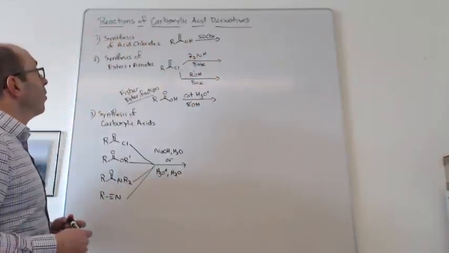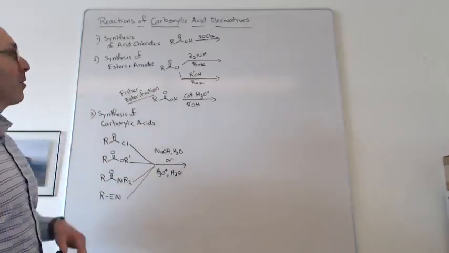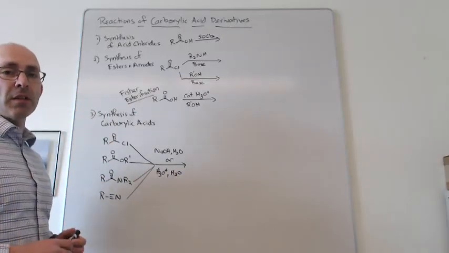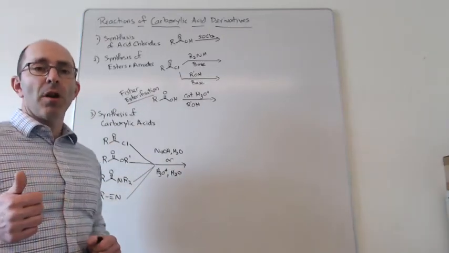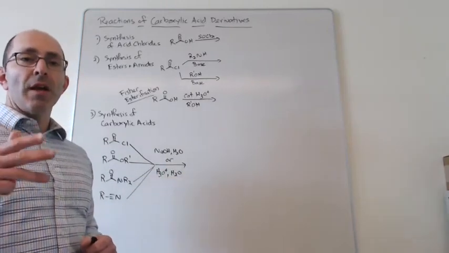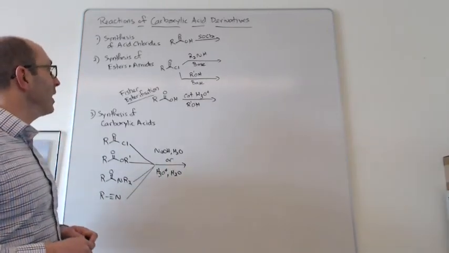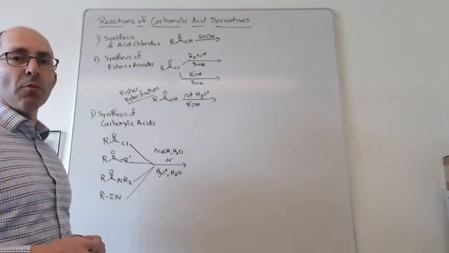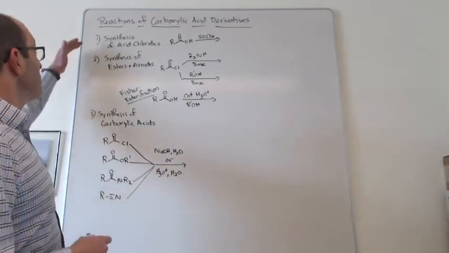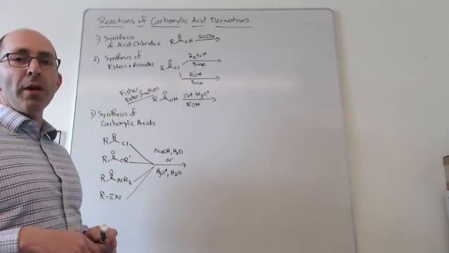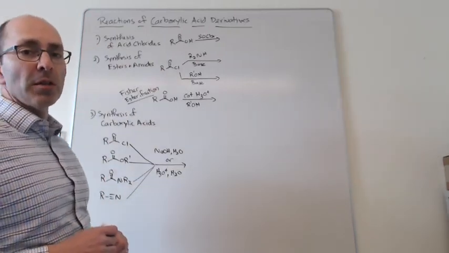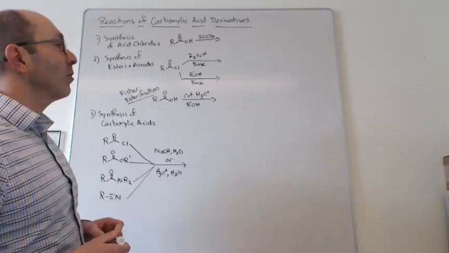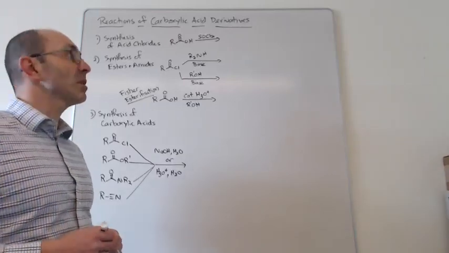All right, so with our reactions of carboxylic acid derivatives, that's going to enable us to make acid chlorides, acids, amides, esters. And so we have essentially three big categories of reactions that we're going to focus on. First is synthesis of acid chlorides. There's one way to make an acid chloride. You start with a carboxylic acid and you add thionyl chloride. SOCl2 is thionyl chloride.